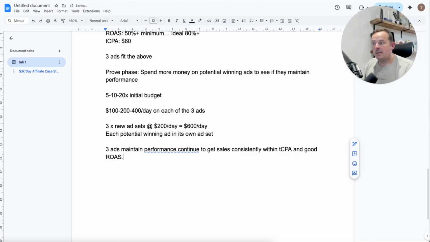Okay? So at this point, I want to start moving these into scaling, right? And for me, we go into the scale phase. Again, there's multiple ways to do this. You could do Nuke, for one. You could do a big budget CBO. What I like to do is usually a bigger budget CBO, and usually that could be anywhere from $1,000 to $5,000 per day, depending on budget.